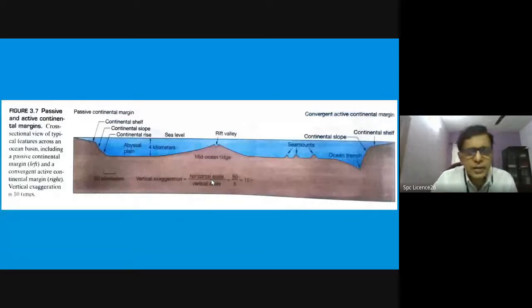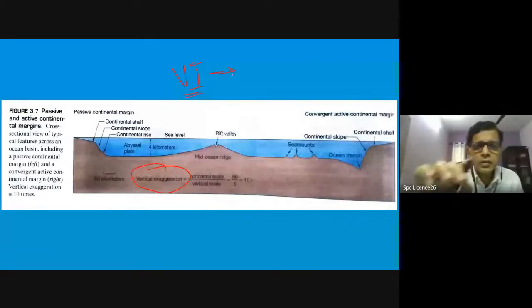Putting it in another perspective, this is how a cross section of the Atlantic Ocean would look. And while I was referring to the term vertical exaggeration, how do you measure VE? VE does not mean Vodafone Idea. It means vertical exaggeration.